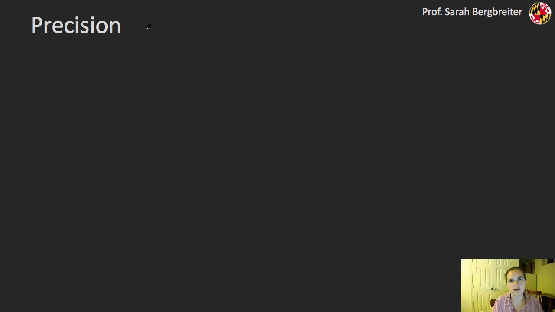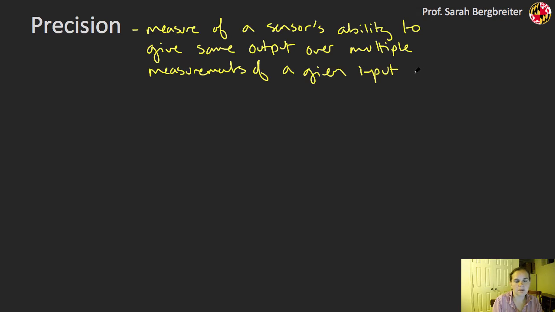Right? Precision and accuracy are very often confused. Precision is a measure of a sensor's ability to give the same output over multiple measures of a given input. Or another way I could think of this is as reproducibility.